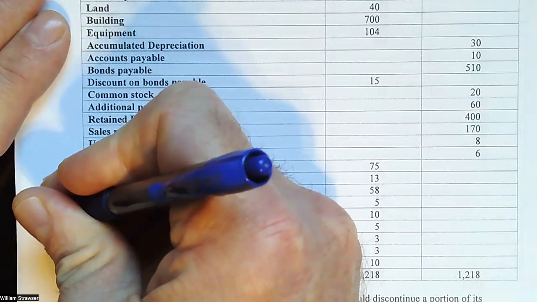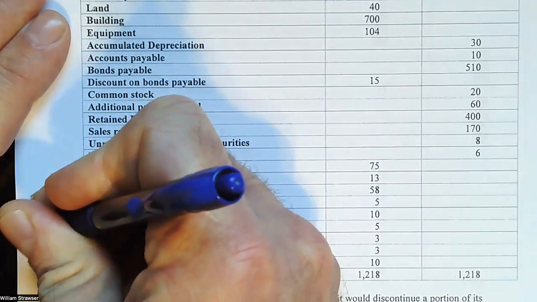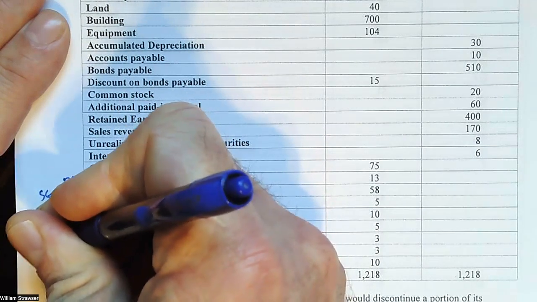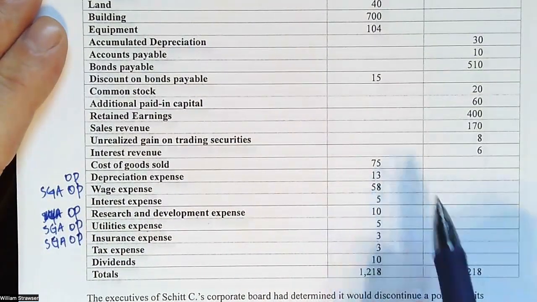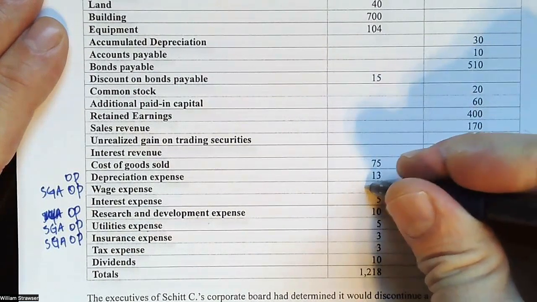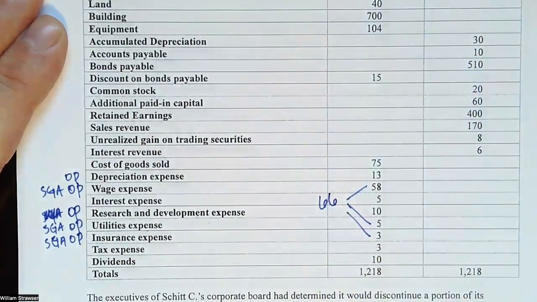So remember, basically everything that is outside of some special line item. And really, I highlighted the most common ones: restructuring, R&D, impairment of continuing assets, and depreciation. Everything outside of those typically gets lumped into SG&A. So we have wage expense of 58, utility expense of 5, and insurance expense of 3 going into our SG&A number, which comes out to 66.